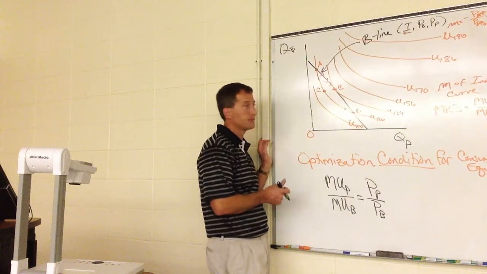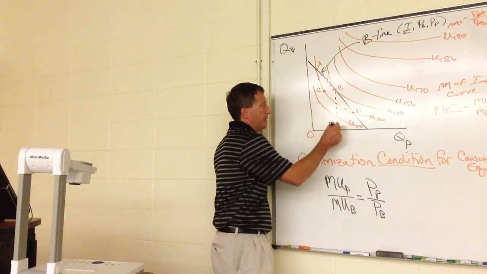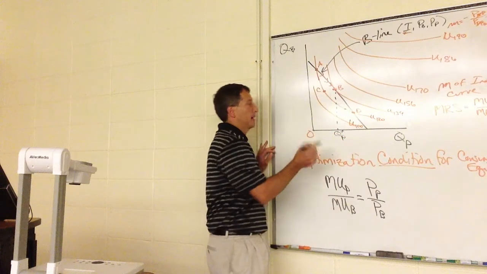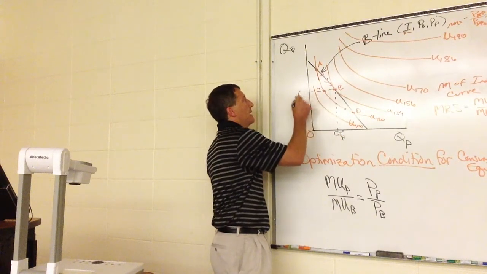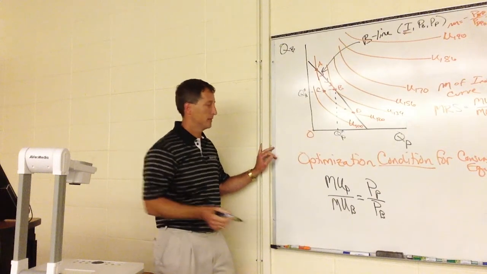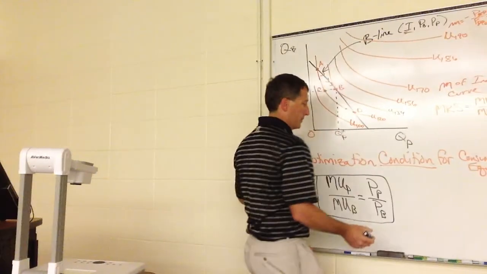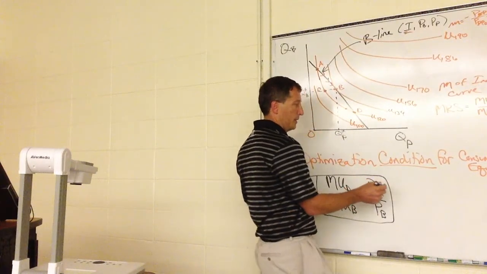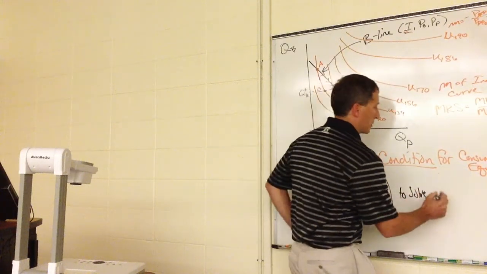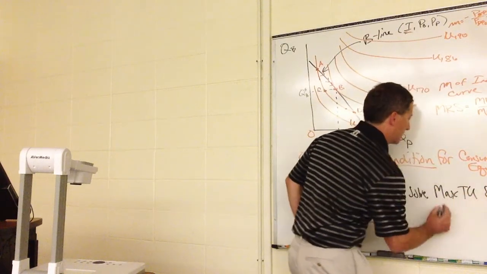Okay, anything else? All right, so at this point B, with the picture that I have drawn here, that is the optimal quantity of pizza and the optimal quantity of beer that solves the consumer's problem, which we've stated before. This is the condition that must hold to solve the consumer problem, which is to maximize total utility subject to the budget constraint.